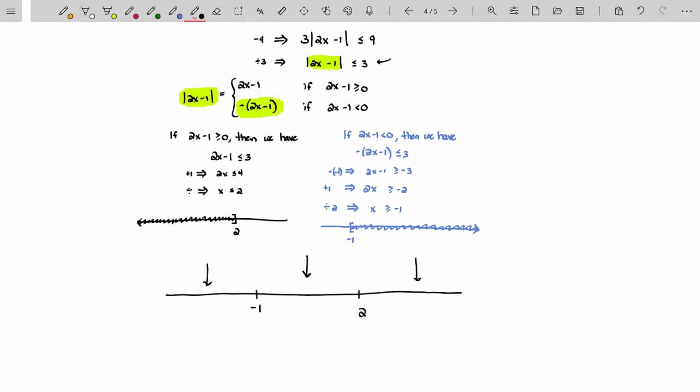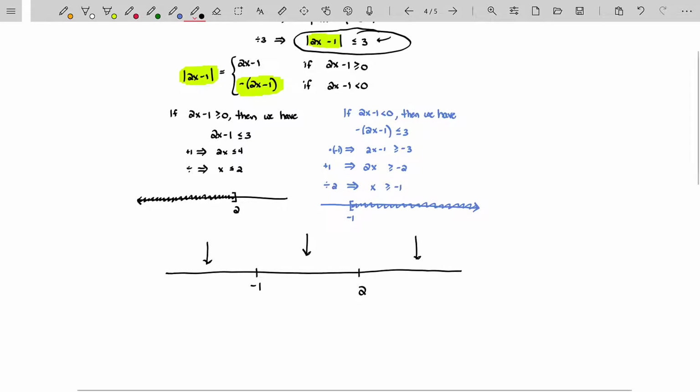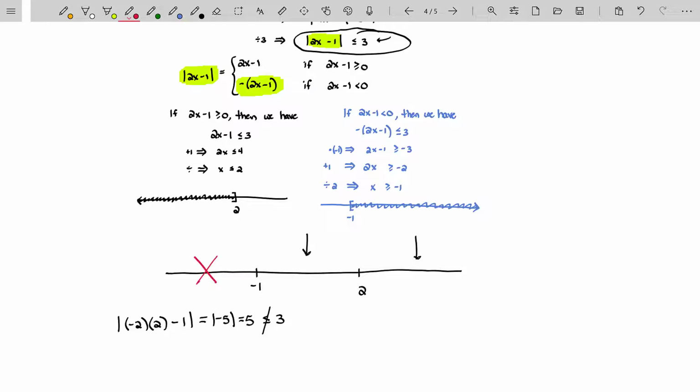So like -2. -2 is definitely less than -1, and if you were to plug -2 into that inequality, you would get the following. Absolute value of -2 times 2 minus 1, which we know is the absolute value of -5, which we know is 5, which we know is not less than 3. So therefore, in that interval from -infinity up to -1, our inequality will not work.